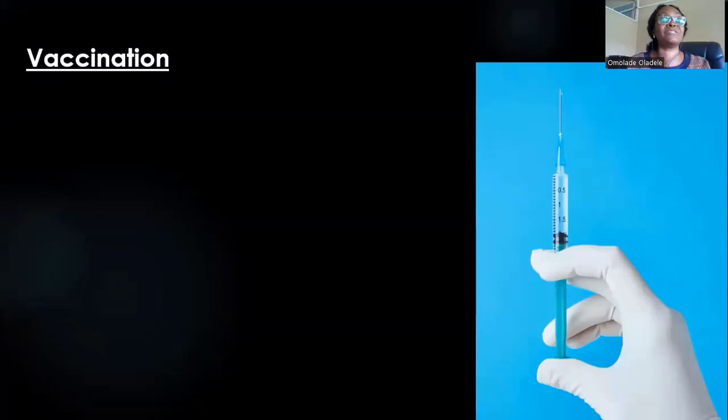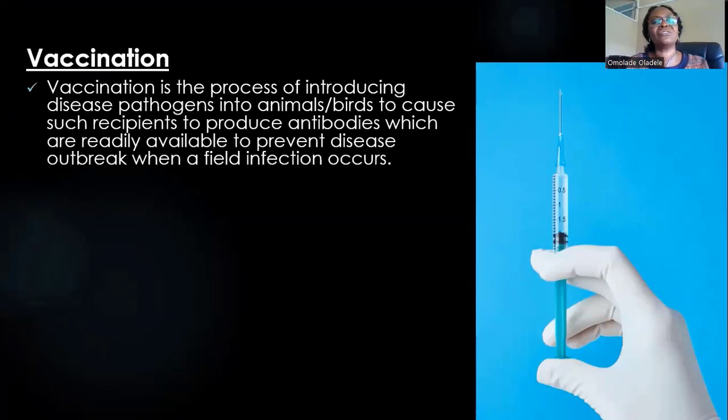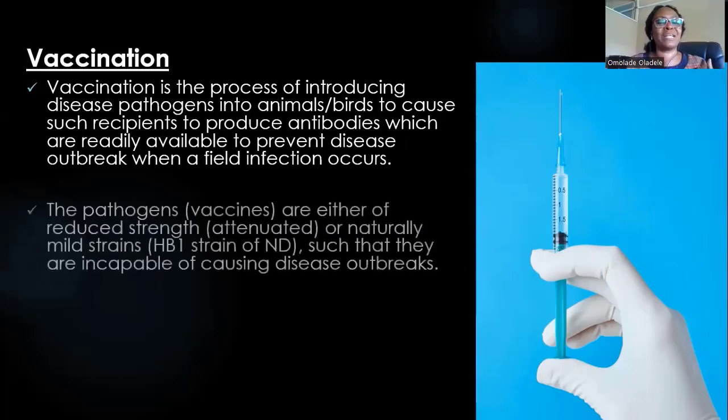Now, the next preventive measure, prophylaxis, is vaccination. What is vaccination? Vaccination is the process of introducing disease pathogen into an animal or bird to cause such a recipient, that is the bird, to produce antibodies which are readily available to prevent disease outbreak when a field infection occurs. So you deliberately introduce that disease pathogen into the birds so that they produce antibodies. And so when the field virus or bacteria comes, the birds already have antibodies and they'll be able to fight the infection that is coming in.